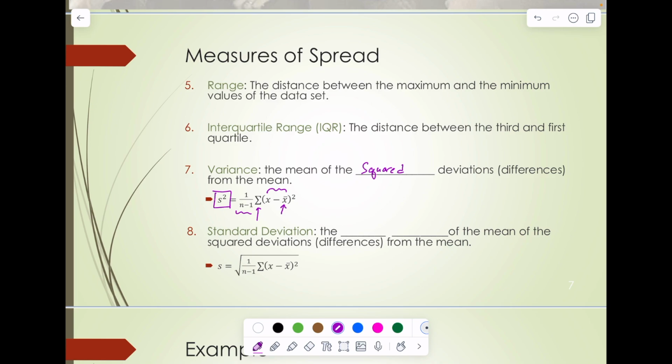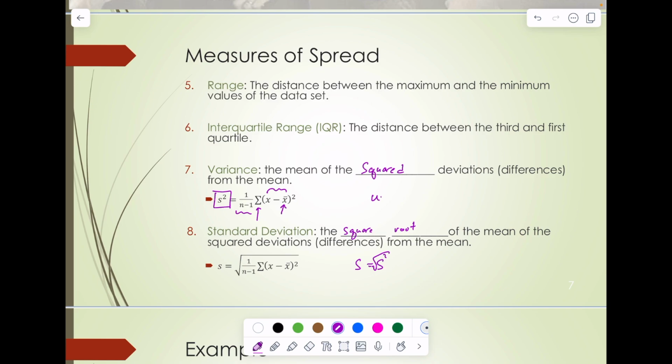The standard deviation is the square root of the mean of the squared deviations, differences from the mean. So notice that the standard deviation is just the square root of the variance. And so that sort of justifies why the variance has such a strange symbol representing it. Really, it's the standard deviation that we are most interested in. But the variance is important too.